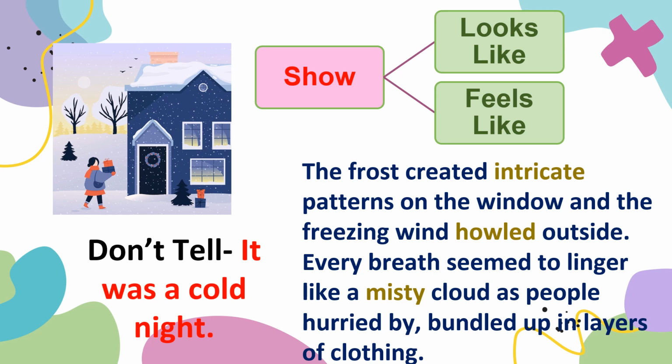So in each example, the showing sentence provides vivid descriptions and specific details that engage the reader's senses and imagination, whereas the telling sentences offer straightforward statements without much elaboration or sensory information. So through actions and descriptive language, the readers can visualize the scene or understand the emotions, creating a more immersive writing or reading experience.